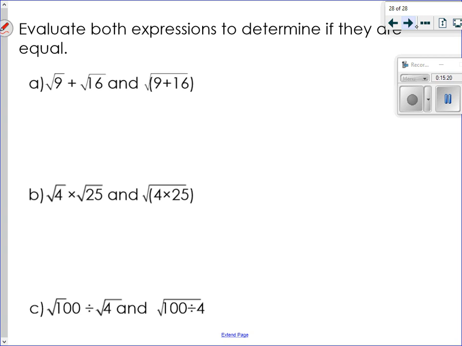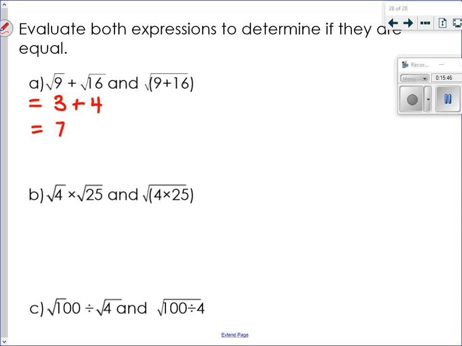Okay? So let's evaluate this. The square root of 9. What two identical factors multiply together to give you an answer of 9? That's 3, right. Plus the square root of 16. What two identical factors multiply together to give you an answer of 16? 4, right. Okay? So this expression is 3 plus 4, which is 7.